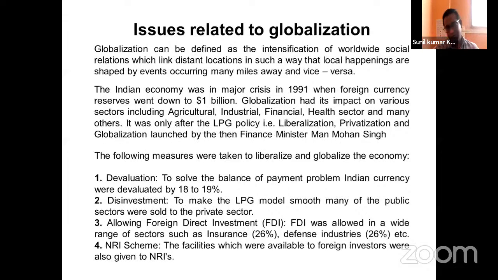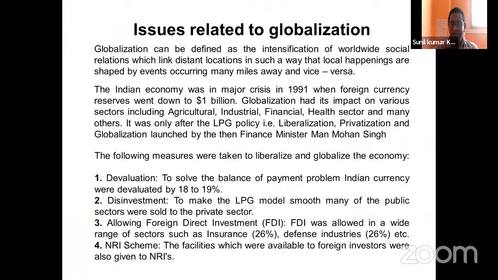So the Indian economy, when this was introduced in 1991, India was suffering from a major crisis of foreign currency, which had gone down to around 1 billion. There was a recession at that time itself. So the Finance Minister at that time, Manmohan Singh, came with this LPG policy of liberalization, privatization, and globalization.